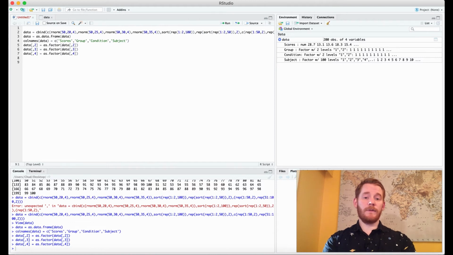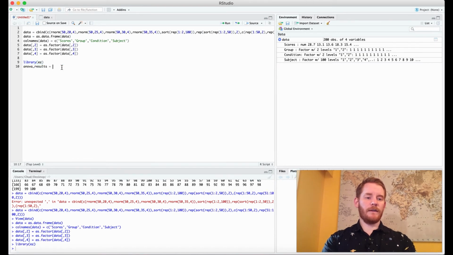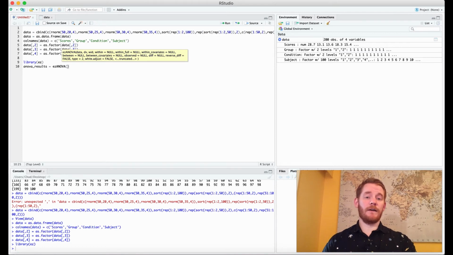Now we're going to do a mixed ANOVA with the easy library, and we're going to use the easy ANOVA function. So let's run that. Even though it's easy to use, it's not entirely intuitive at first go. So what we first want is dv equals dot bracket, so dv, dependent variable. That's our scores, and we're pointing towards the title of our column here.